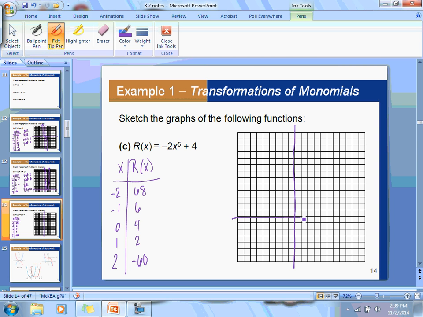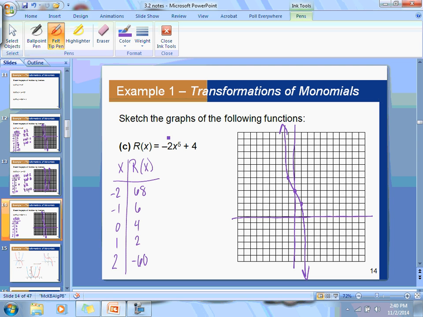I'm going to shift my graph down just a little bit. Okay, so negative 2, 68 would be way up here. Negative 1, 6, and then 0, 4, 1, 2, and then 2, negative 60 is going to be way down here. So my graph is going to go way up high, kind of have a bump, and then go way down low. Okay, so that bump might not be as spread out as some other graphs. It's probably stretched more because of this negative 2 in the front.